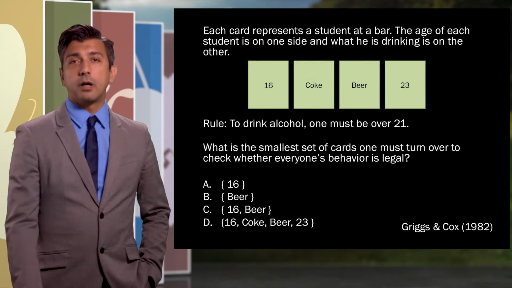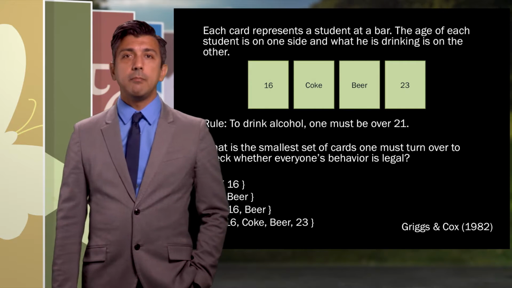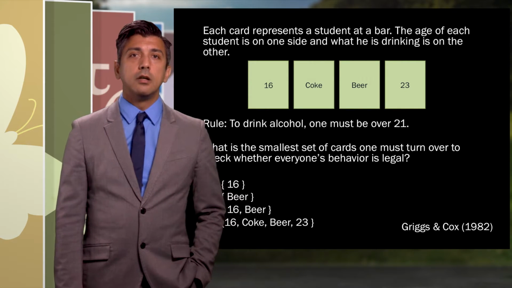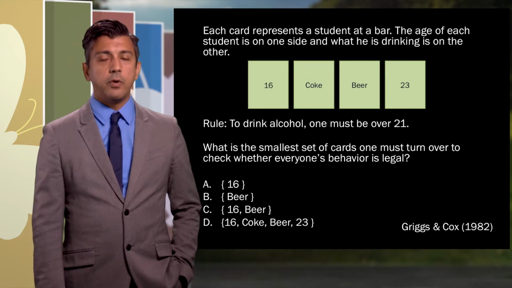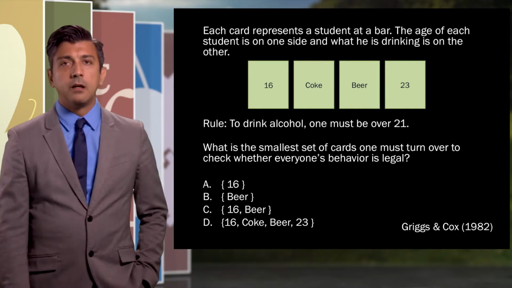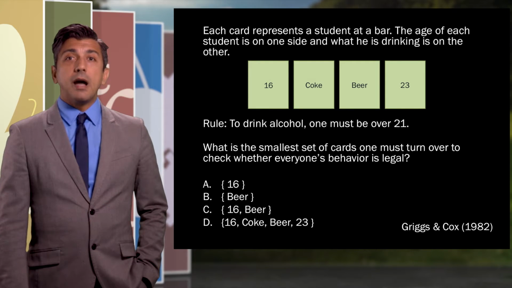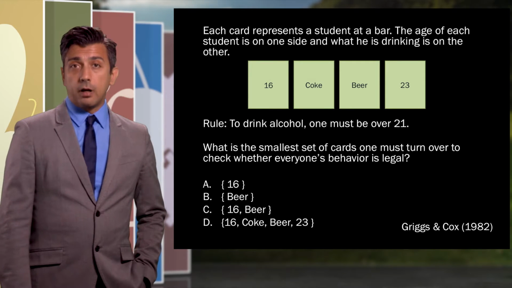Now, this is a much easier problem. Most people can easily, immediately see that we are concerned about the minor, 16, and the person who's drinking alcohol, to check whether they are at least 21. And so people do much better on this problem than on the other problem.